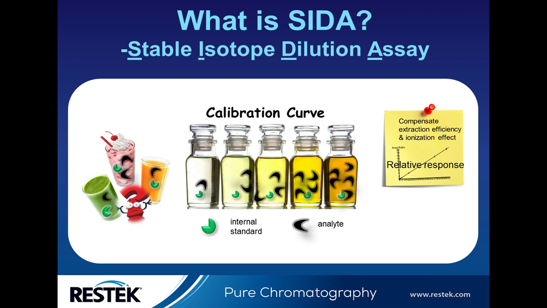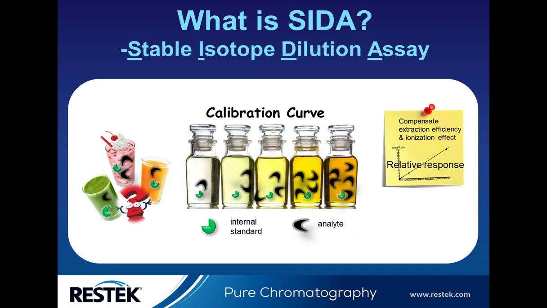And first, let me explain what is SIDA. SIDA stands for Stable Isotope Dilution Assay, and I can explain it in a very simple way. So here, this picture shows a gradient color of the solution. I can use this to represent my calibration curve with different concentrations of my target analytes. As you can see, I also spiked the same amount of my internal standard into those calibration curves.